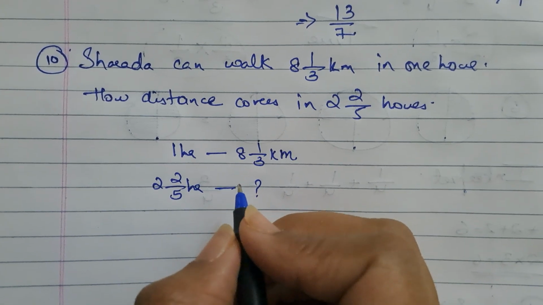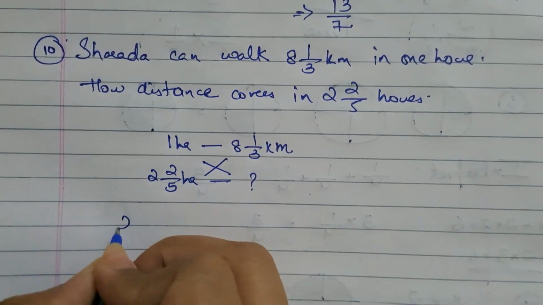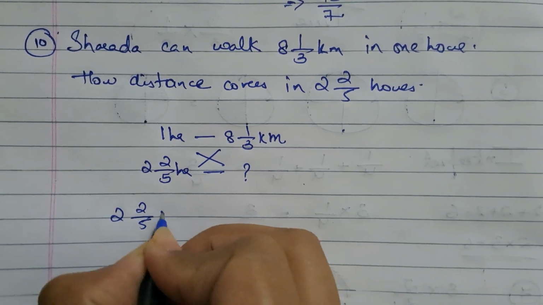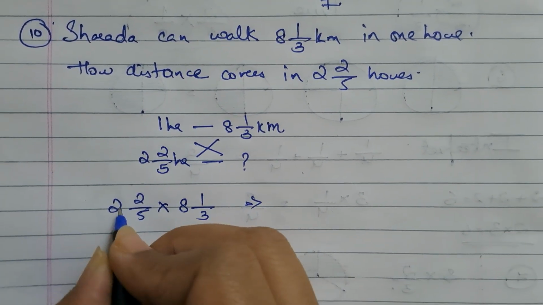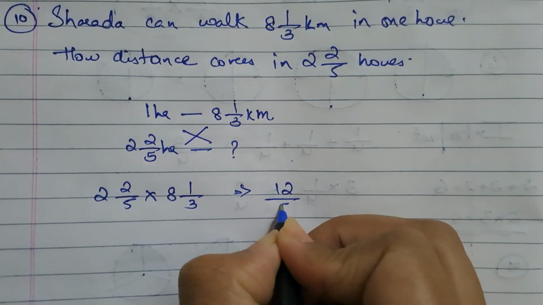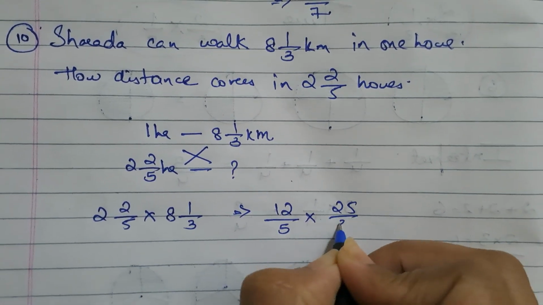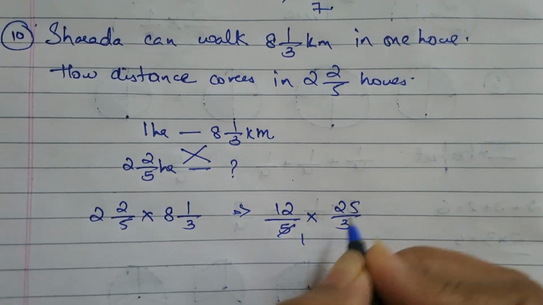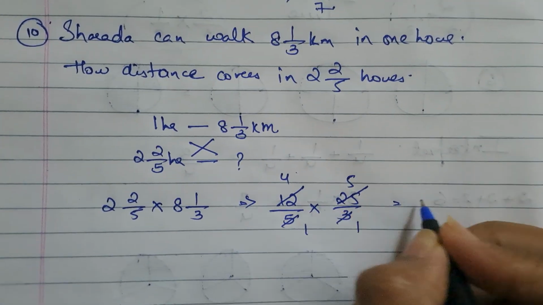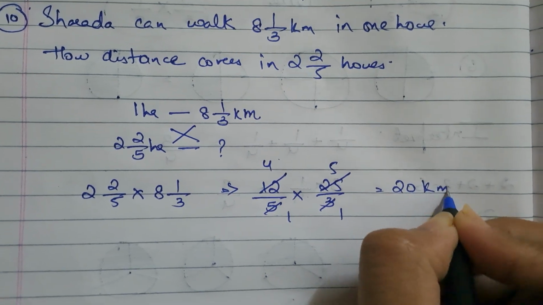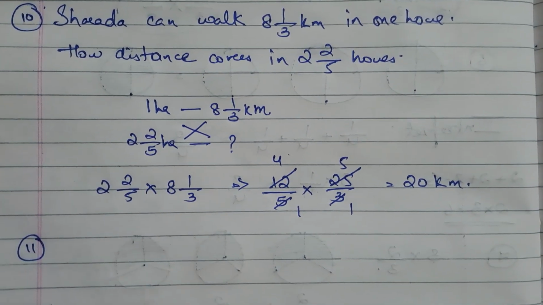Okay, then what am I going to do? Cross multiplication anyways. So it goes as 2 upon 5 times of 1 by 3. Let's convert this. 10 plus 2, 12 upon 5 times of 25 upon 3. Can I reduce them? Yes. 5 1 times, 5 5 times, 3 1 times, 3 4 times. So it is going to be 20 kilometers is the distance she's traveling in it. Let's move to the next question in here.